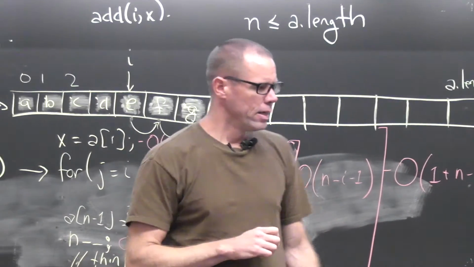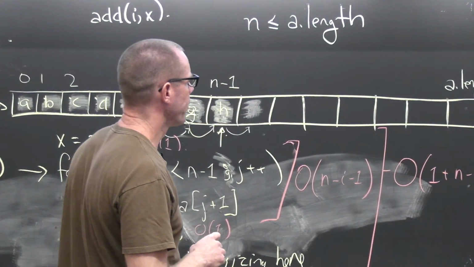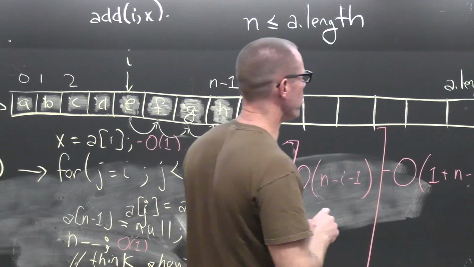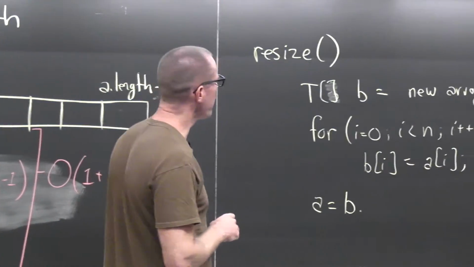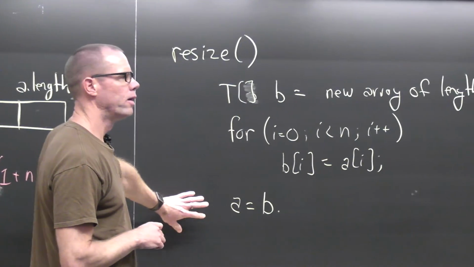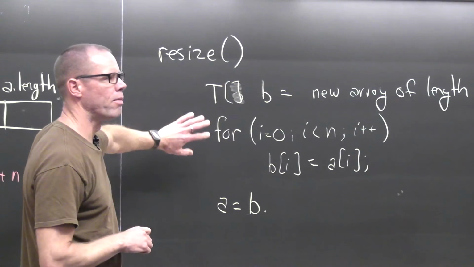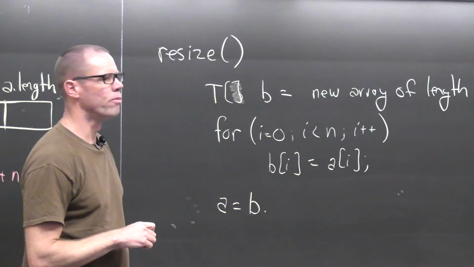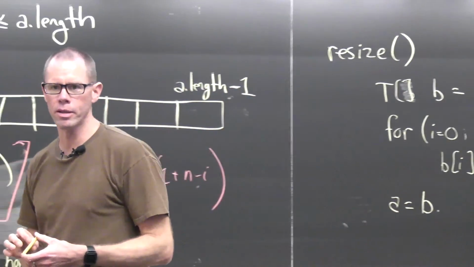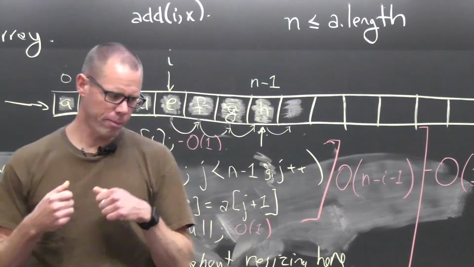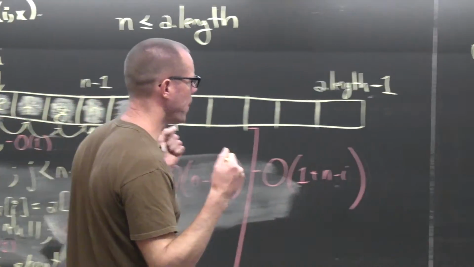Okay. So this does what we need it to do, right? This guarantees that after I call this thing, there's room for at least one more element in the array A. In fact, there's room for exactly one more element in the array A. So when we're adding, that's good. The array A gets bigger.